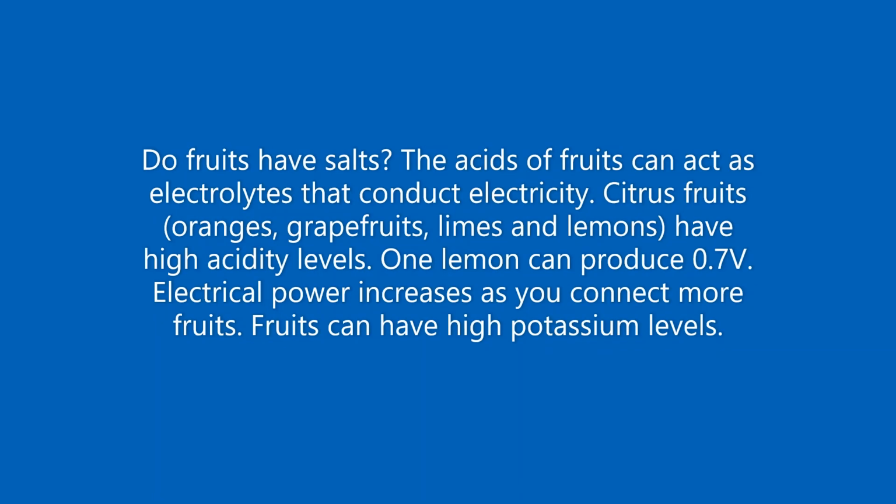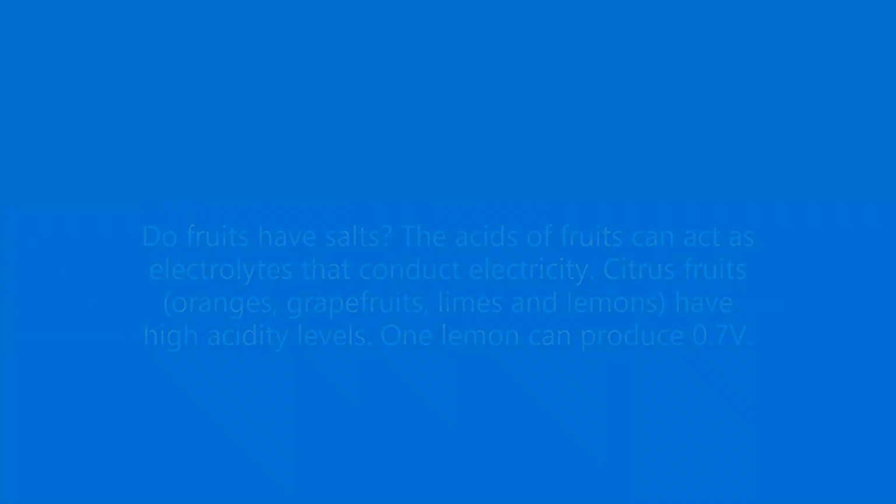Do fruits have salts? If we define salt as an ionic compound, then they probably have a low content of salts. However, fruits are acidic, so they do have a lot of H+ ions, and they also have a lot of potassium ions. For example, citrus fruits will have a lot of acid. 1 lemon could produce 0.7 volts. So fruits do have high potassium levels, potassium ions, but they don't necessarily have a lot of salt, meaning ionic compounds.